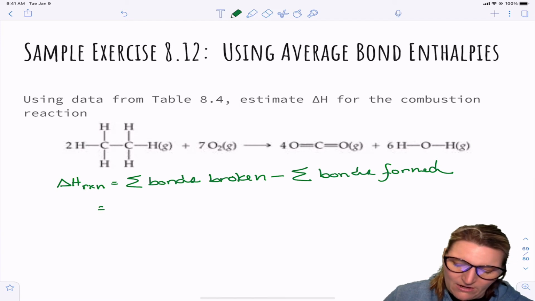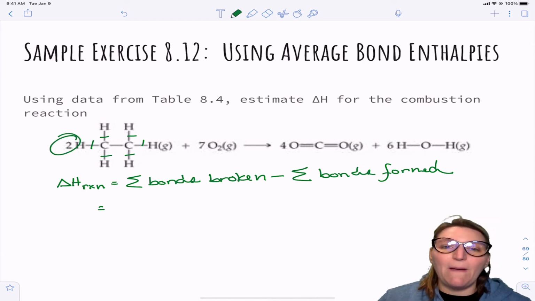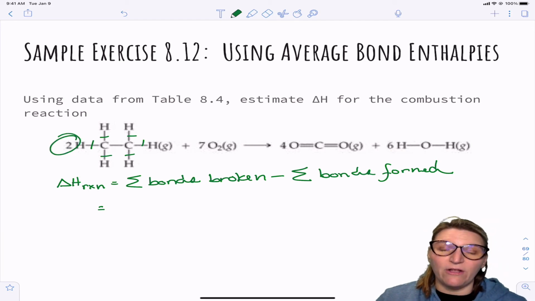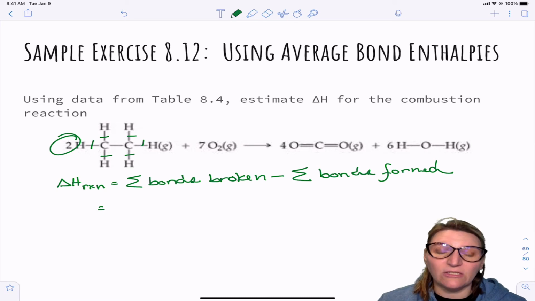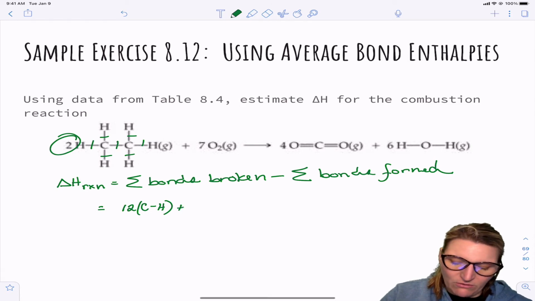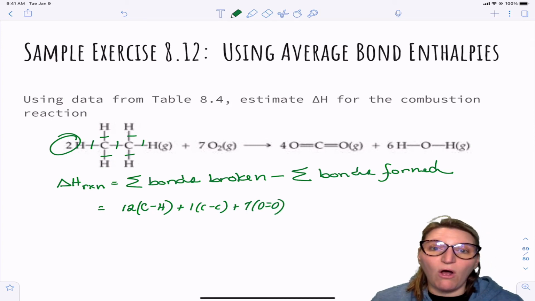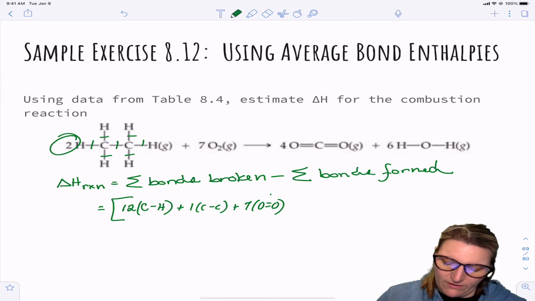So in the bonds broken, it's 1, 2, 3, 4, 5, 6 carbon-hydrogen bonds, but I do need to account for the coefficients here. So I don't have to break 6 carbon-hydrogen bonds. I actually have to break 12 carbon-hydrogen bonds. And I also have to break 1 carbon-carbon single bond, and then 7 oxygen-oxygen double bonds. So those are all the bonds that I need to have broken.